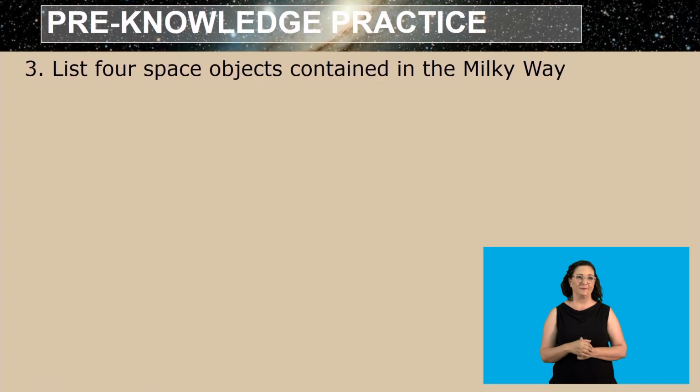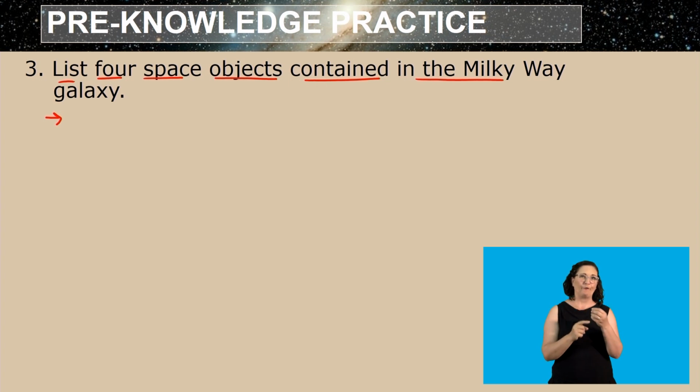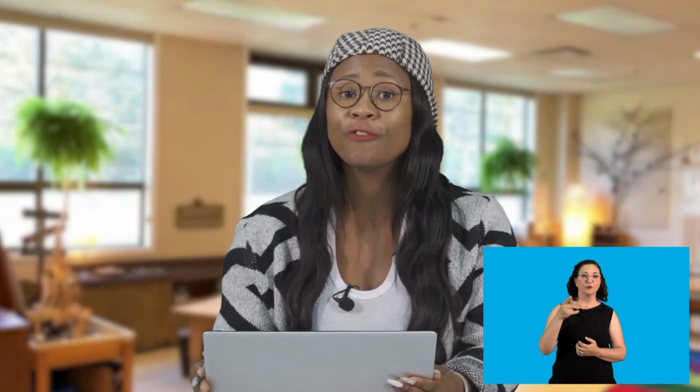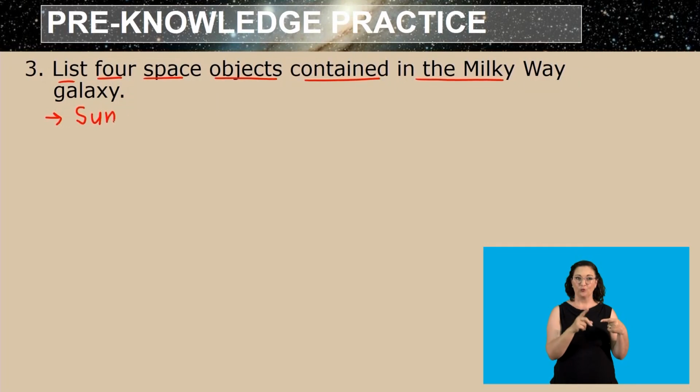Now let us move on to question 3. Question 3 says to us, list 4 space objects contained in the Milky Way galaxy. Which 4 space objects do we find in the Milky Way galaxy? The most important is the star. Remember, the Milky Way galaxy is made up of millions and billions and trillions of stars. So I'm going to say that the first object that we find there is the sun and other stars.